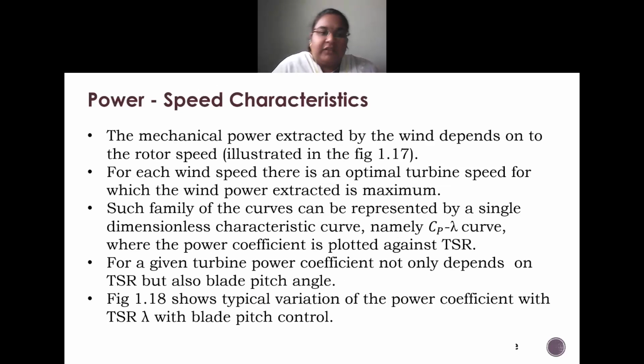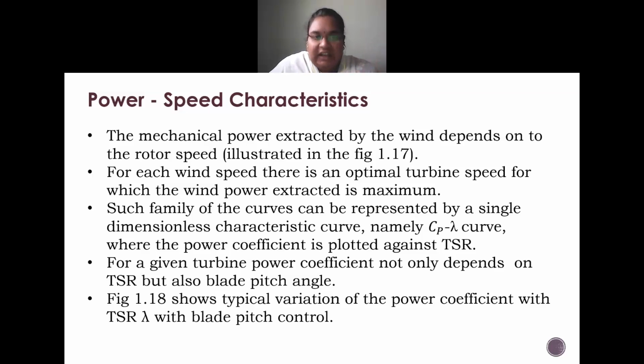Okay, the first thing is for each wind speed there is an optimal turbine speed at which the wind power extracted is maximum. We have two types of speeds. First speed is the wind speed, the second speed is the rotor speed. So in order to make sure that we are extracting the maximum power from the wind at a particular speed, we need to make sure that there is an optimal turbine speed at which the power extracted will be maximum.